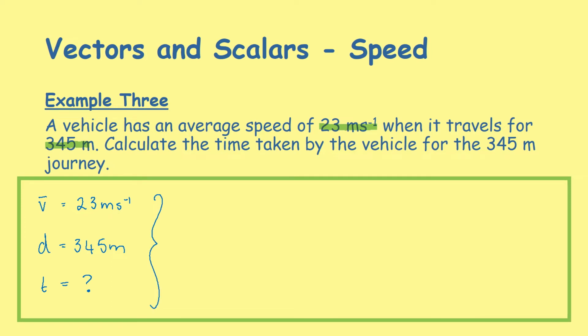Again, using the same equation as before, we've got d equals v bar t. We want to fill in our numbers, so 345 equals 23 multiplied by our time. Rearranging this gets us to 345 divided by 23. Popping that into a calculator, we get to 15. So our time is 15 seconds.